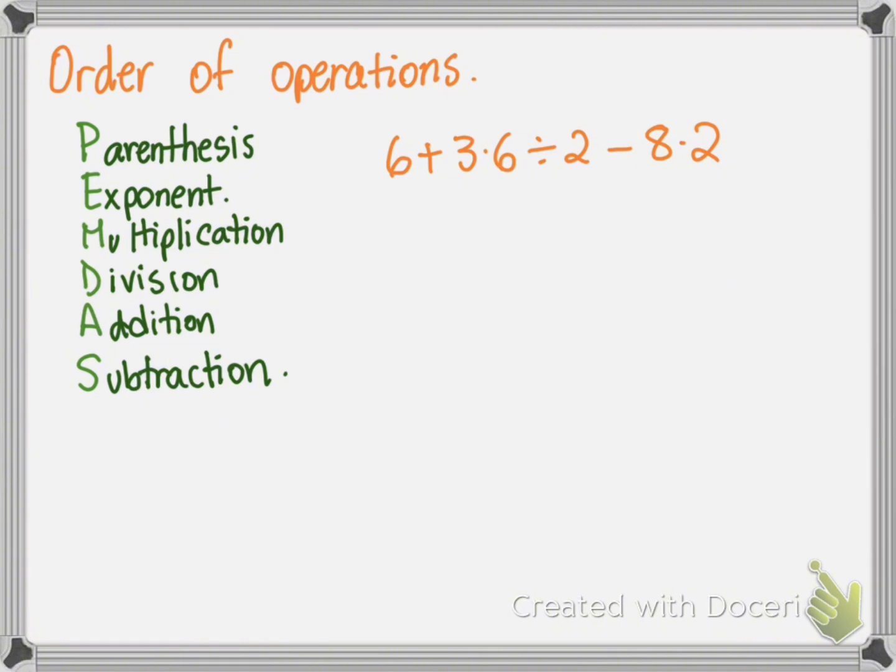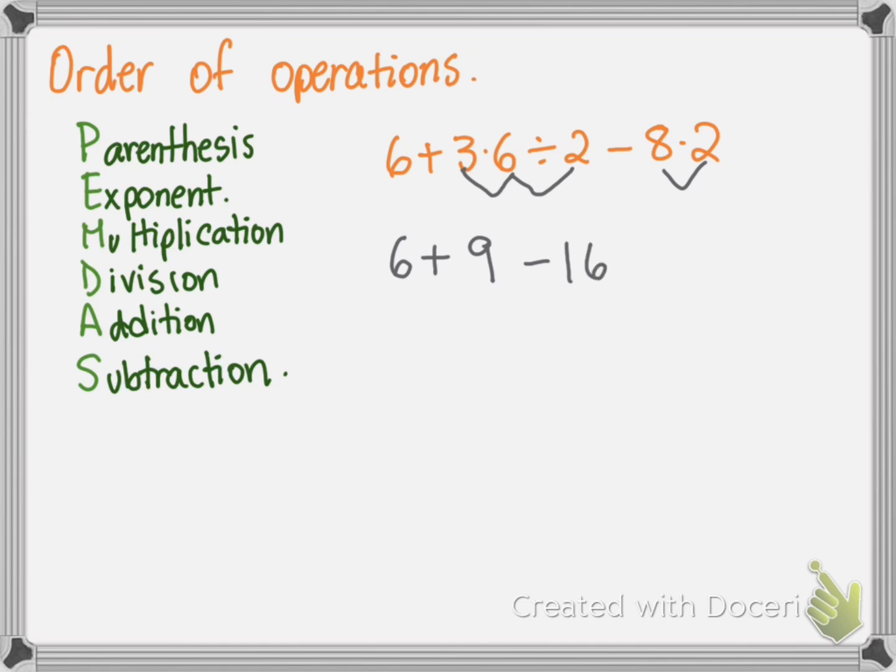which is PEMDAS. PEMDAS reminds us that we first do parentheses, then exponents, then multiplication, division, addition, and subtraction. So we have to look for the different things in the expression. In this case, we don't have parentheses or exponents, so we start with multiplication. And I'm going to do it here, noticing that there's also a division, and then here. Okay, so I don't do anything with the first 6. Then we multiply. 3 times 6 is 18, divided by 2 is 9. And then I also multiply 8 times 2, 16.